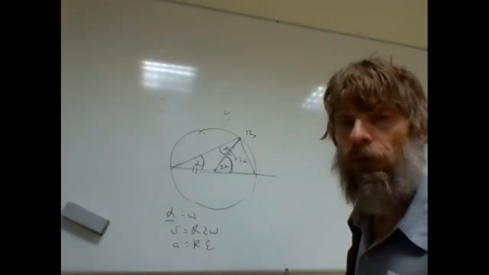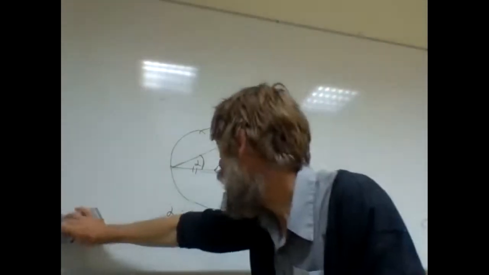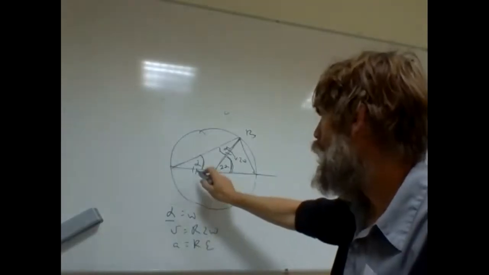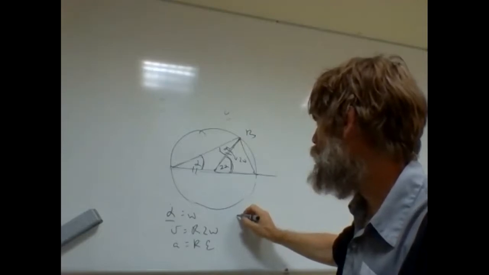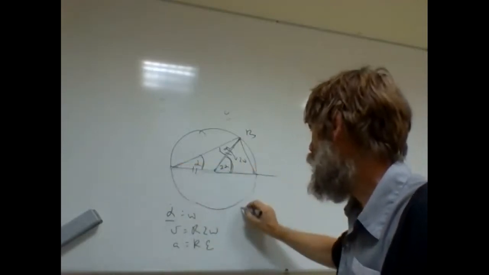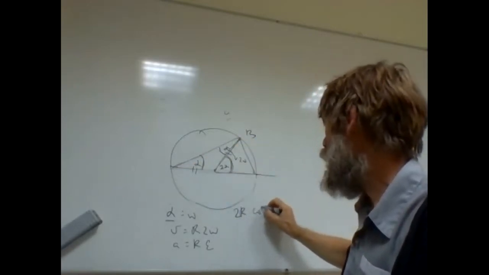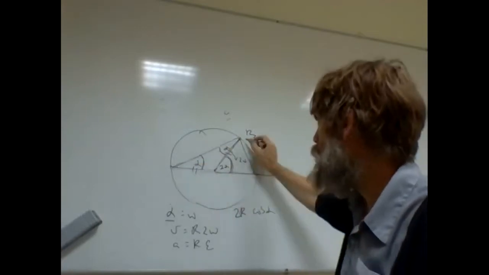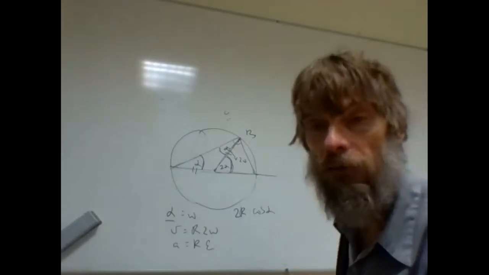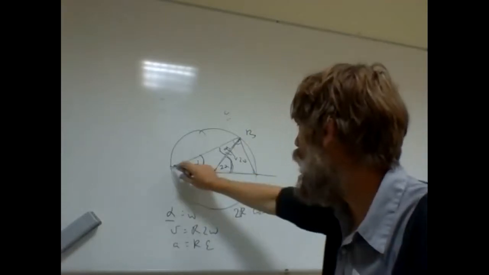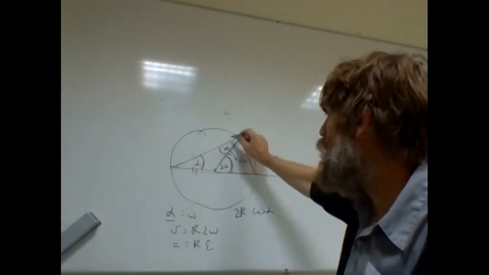But let us finish that problem as follows. If this is 2r, then this length here is 2r multiplied by cosine alpha, because this here is a right angle. Do you know Thales' theorem? If you have a diameter and a triangle, then this is a right triangle.